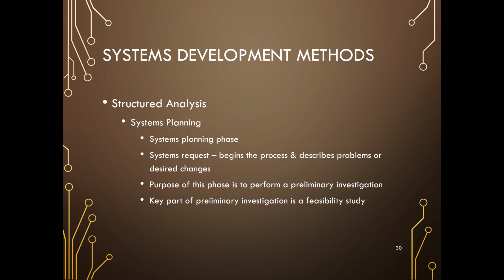For system planning, we begin with system requests. The system requests come from the user or the executive of the company who needs to have the information system. It begins the process and describes problems or desired changes. They will tell you what's going on with their current status.